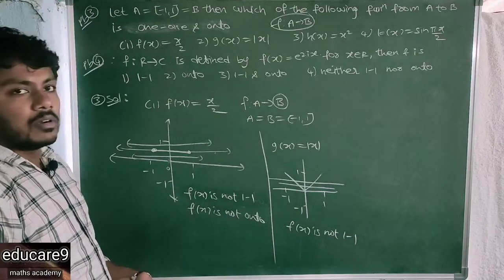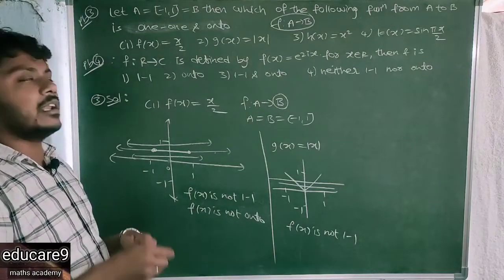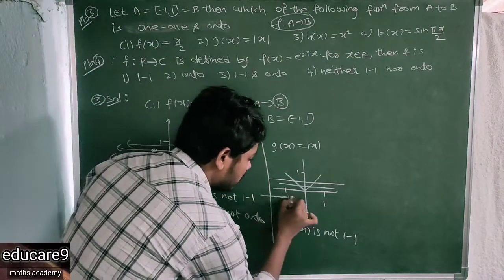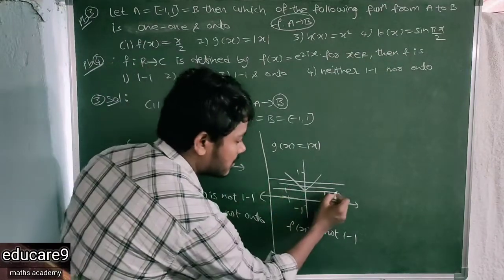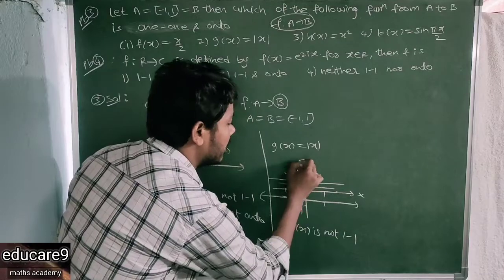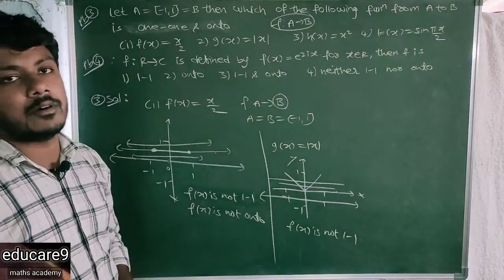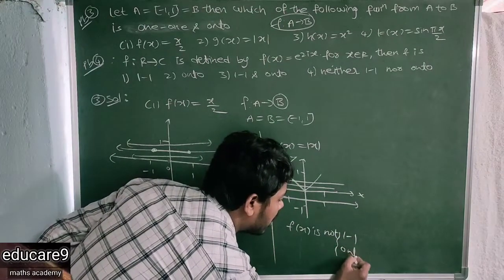Now for onto, you have to observe the codomain and draw the horizontal line in the codomain. See here, so draw the horizontal line below the x-axis. But that horizontal line does not touch the given graph. Therefore, in this case, it is not onto also.